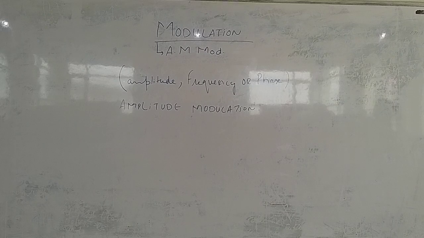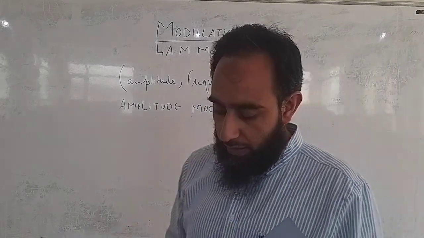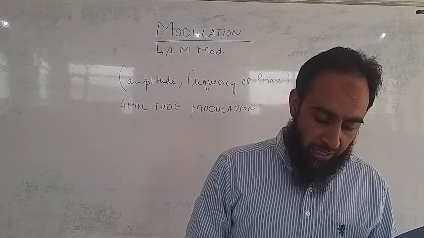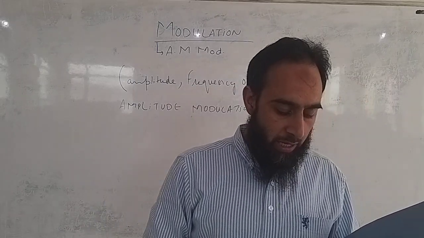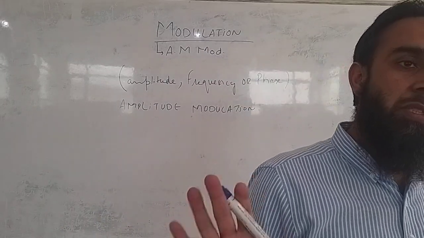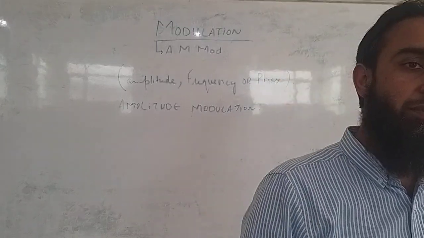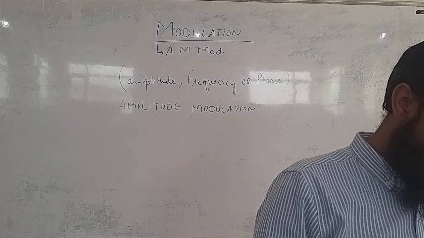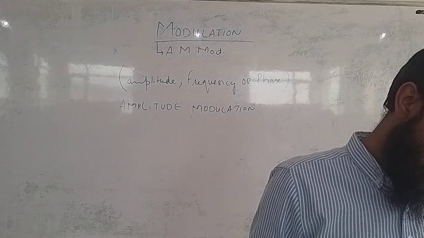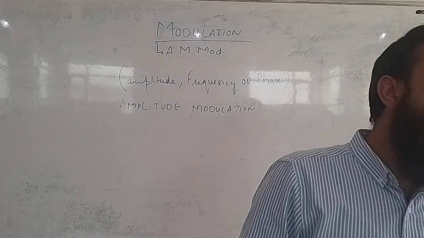Okay, are you looking at me? It is the process in which amplitude of the carrier will be changed or varied linearly in accordance with message signal amplitude variations. The message signal amplitude variations wording will always remain the same, only the parameter above will keep changing with respect to different modulations.